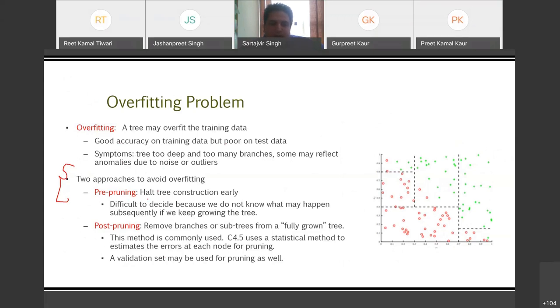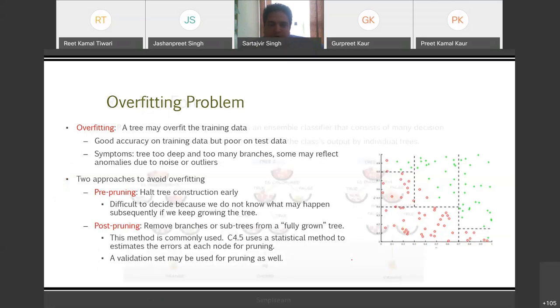In the pre-pruning method, we halt the tree construction early, but it is very difficult to decide the parameters for when to stop the decision tree. The post-pruning method removes branches or subtrees from the fully grown tree. So this is again a tricky and challenging task.